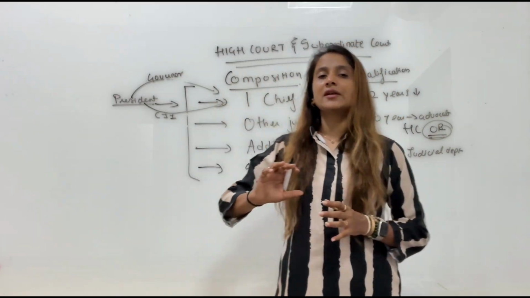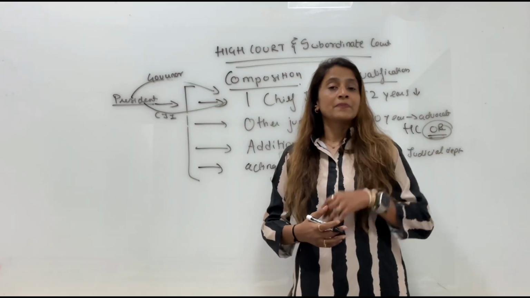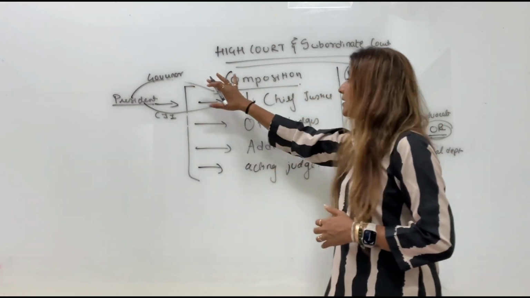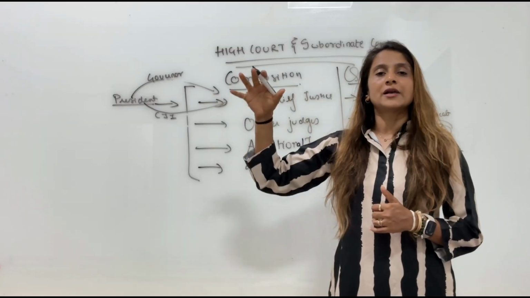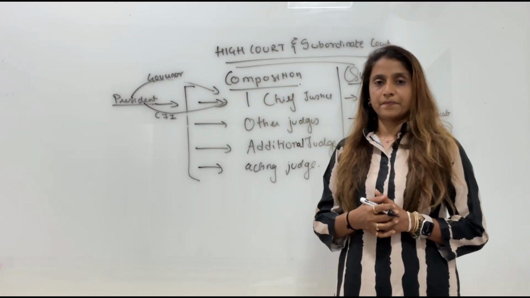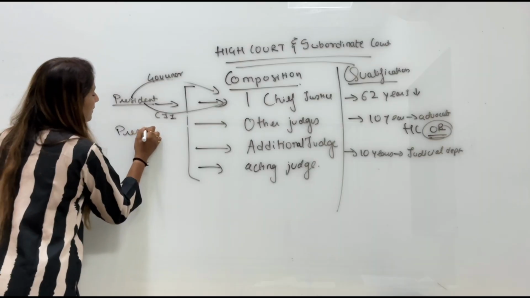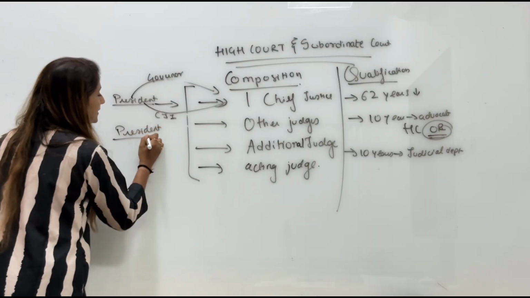So the President will take the opinion of the CJI, he will take the opinion of the governor of that state, and then he will appoint the CJ for that particular state. Then we have other judges. Again, they will also be appointed by the President.